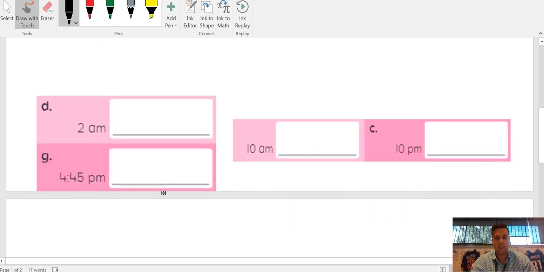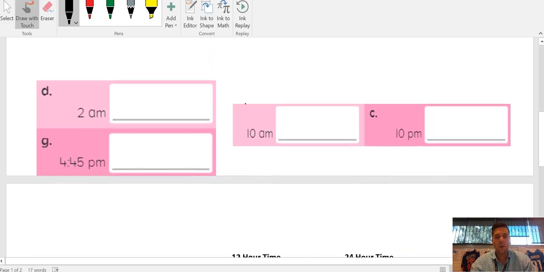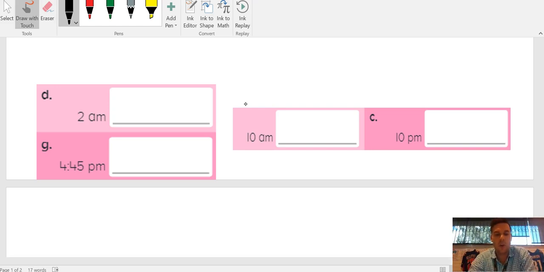Let's just go down to this one for me. Okay, so we need to convert these to 24-hour time. So let's look at it, okay? 2 AM. Now remember, 24-hour time must always have 4 digits. I mentioned that in class, so let's look at it.